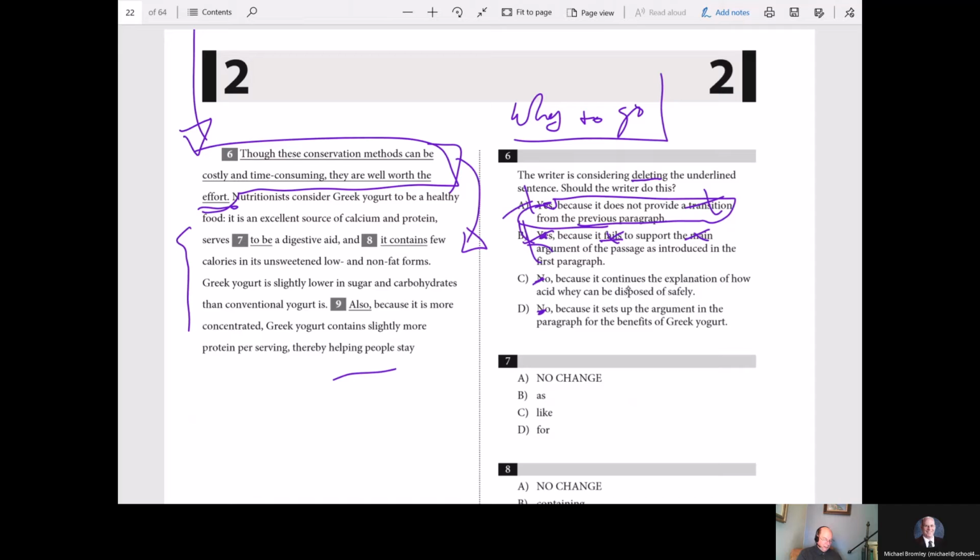Now let's see why. So don't delete it because it continues explanation of how acid waste can be disposed of safely. No, it doesn't, because that's what it did in the other paragraph, and you're not going to repeat that, but it sets up the argument in the paragraph for the benefits of it by making the connection. So we go with 6D on that one.